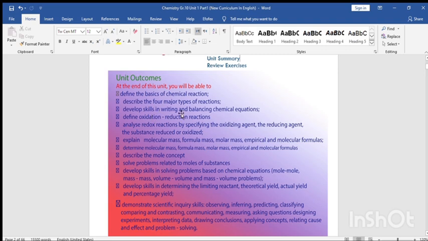Developing skills in writing and balancing chemical equations. How can you write a balanced chemical equation? Just writing the chemical equation and balancing. Defining the oxidation and reduction reaction.